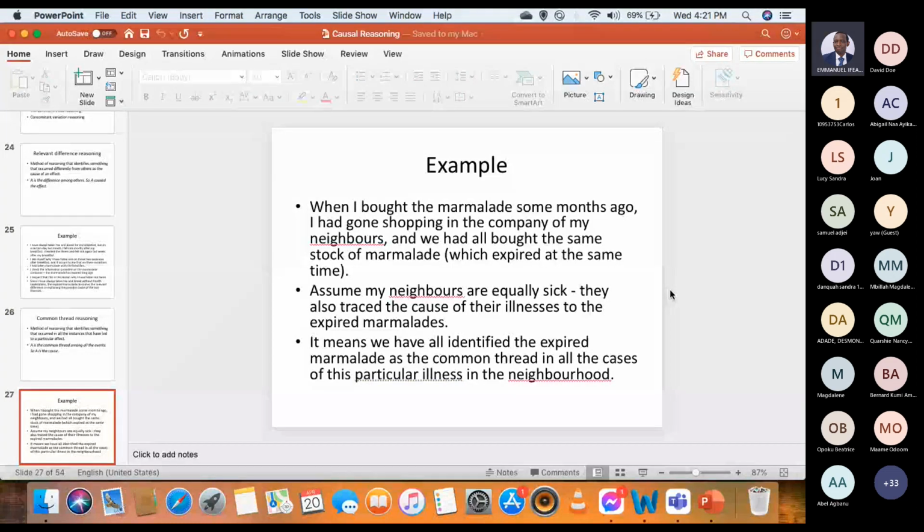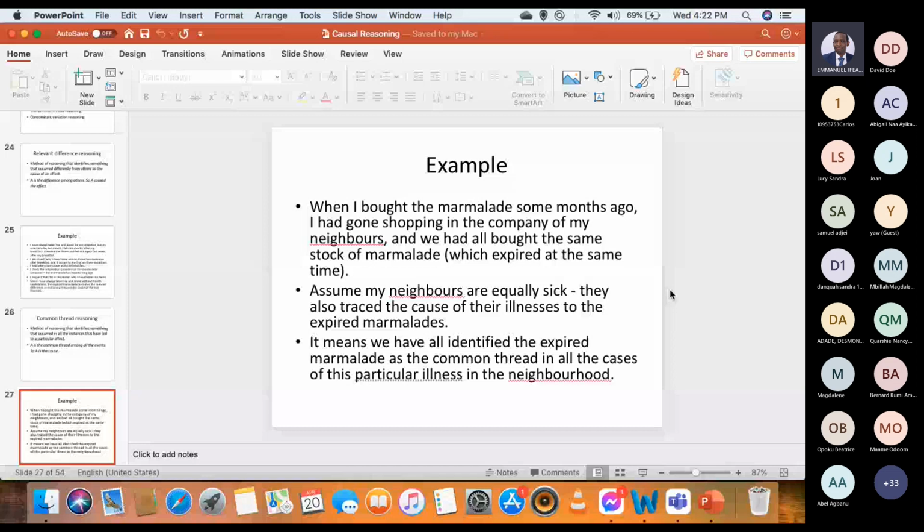So I was not the only one who bought that marmalade. I actually bought it in company of my neighbors. And then I find out that all my neighbors fall sick after their breakfast, or they fall sick whenever they take it. Then we have identified that expired marmalade as a common thread running through all the cases of this illness in the neighborhood. So you can see that common thread is somehow a progression from relevant difference.